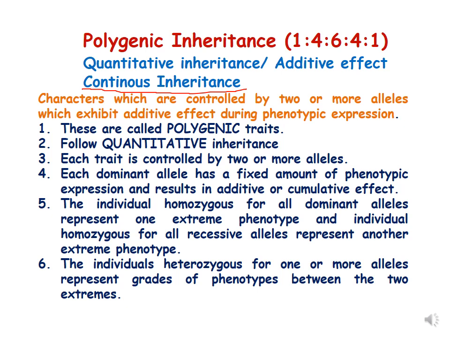the two extremes. It means that the individuals which are heterozygous will be intermediate in expression. If we take the example of skin color, they will have an intermediate complexion. Say we take the example of height, they will have a middle height, not very tall, not very short, but a height which is intermediate between these two heights.